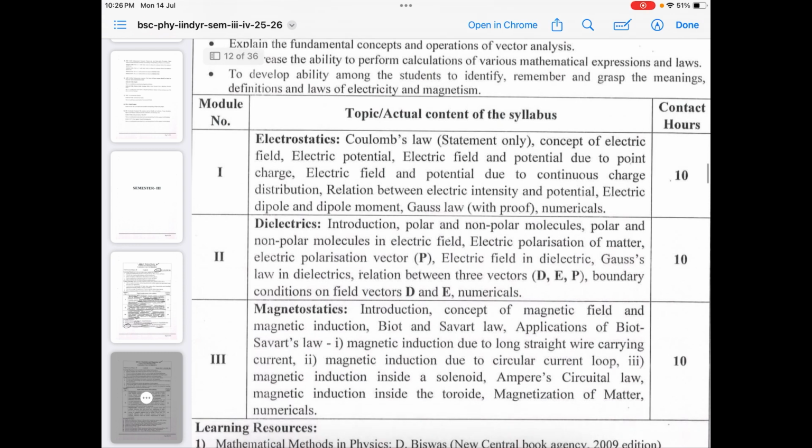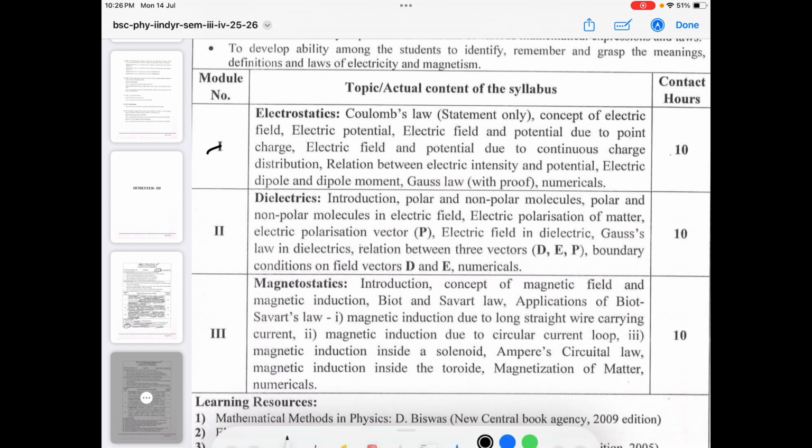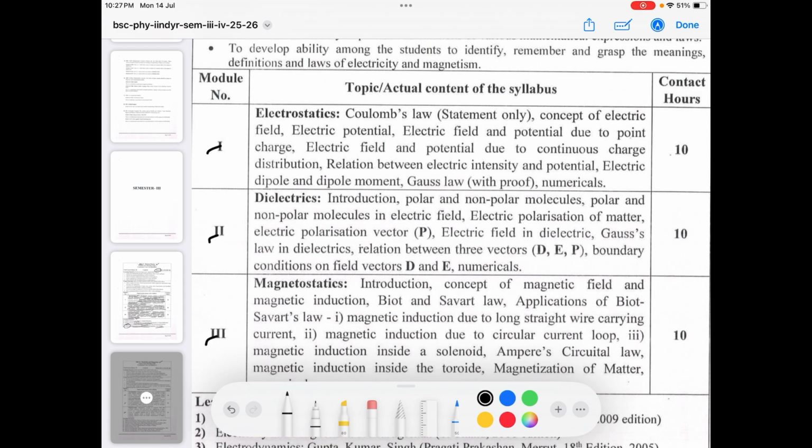In the same way, here also there are three modules: first, second and third. The first module is electrostatics. In that we have to see what is meant by Coulomb's law, or the statement of Coulomb's law. Here we have to see only the statement, not the proof. Then the concept of electric field, that is, what is meant by electric field.